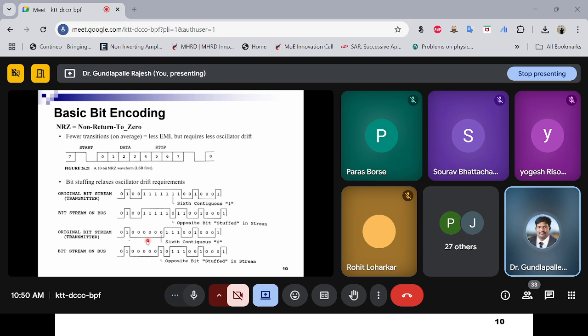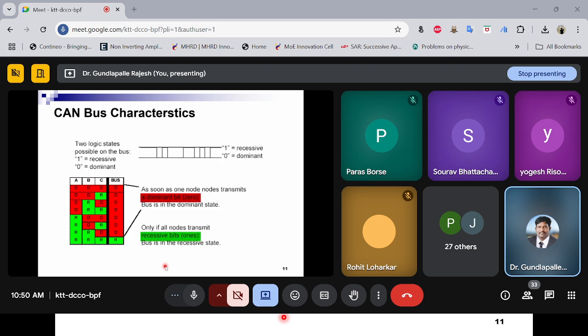there are 6 zeros. So for every sixth zero you are going to stuff a 1. So the original bit string will be converted as 5 zeros, 0 0, and then 1 bit is stuffed at this location. That is the opposite status. So this is how the bits are encoded in the physical layer of your CAN bus.